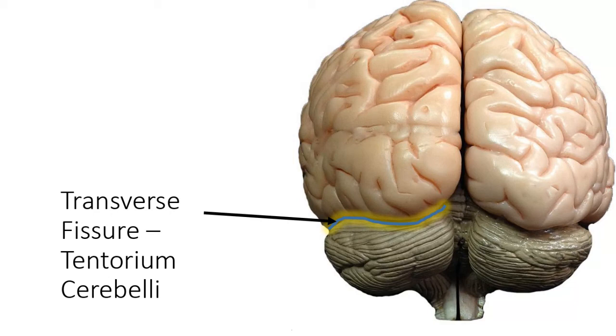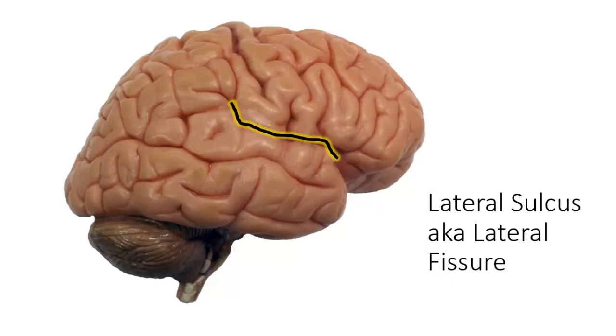Okay, back to the lateral view here. You have this structure here, the lateral sulcus. This is what I was telling you in lecture. It's also referred to as the lateral fissure. Either one is acceptable. The lateral sulcus or lateral fissure is that space or structure that divides the temporal lobe from the frontal and the parietal lobe. So here's the frontal lobe over here, and then the parietal lobe's over here.